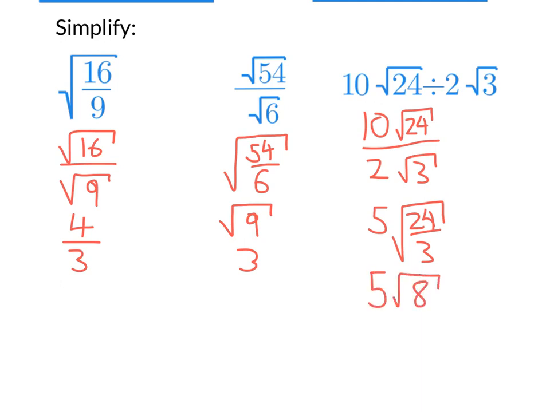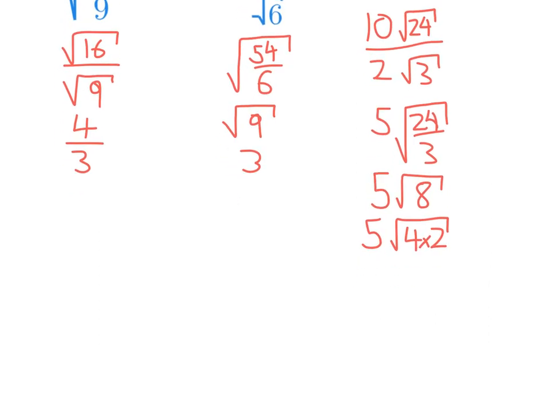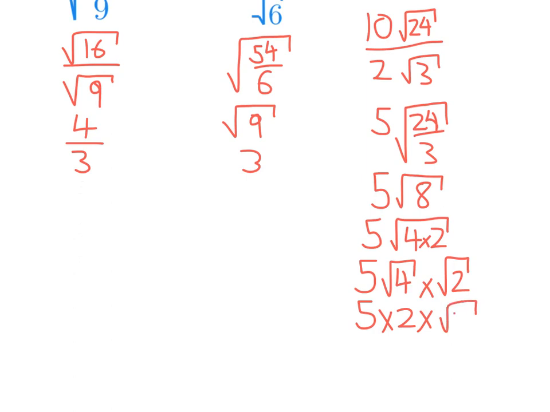Now, I should check to see if 8 can be simplified further. Well, 4 is a square number and that divides into 8, so I'm going to put 4 times 2. And I can separate this one square root into 2 and put the multiplying outside. And root 4 is 2. Root 2 is a surd, so that's going to stay the same. And I can do 5 times 2 is 10, and 10 times root 2 is 10.